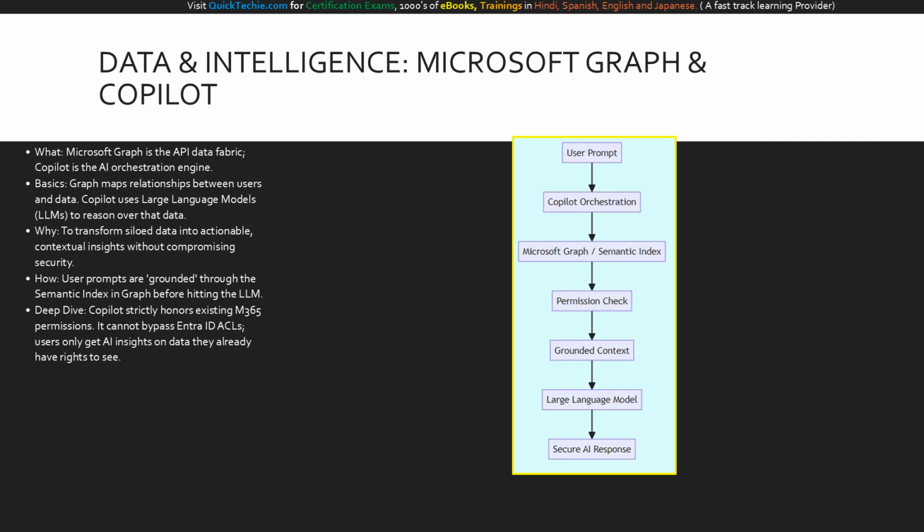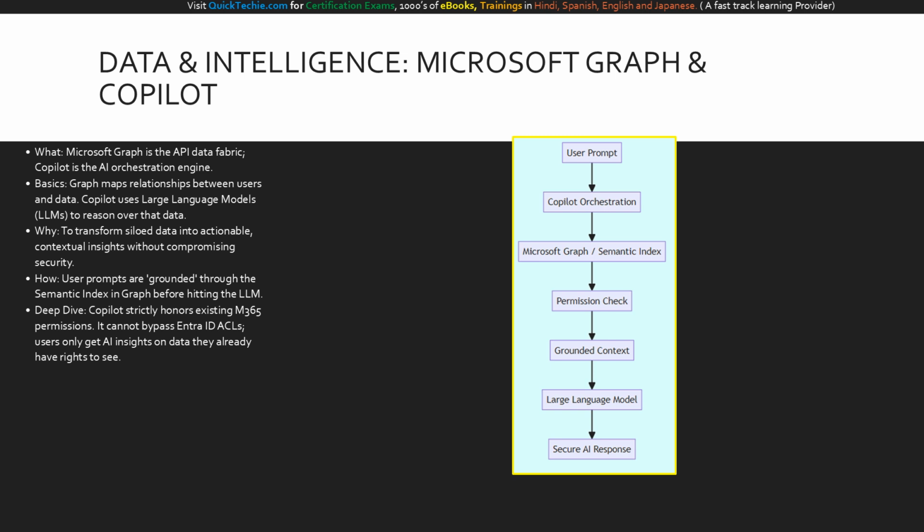Finally, we reach the data and intelligence layers. The unsung hero of Microsoft 365 is the Microsoft Graph. Graph is the API fabric that maps the relationships between every object we've discussed today. It knows who you report to, which SharePoint sites you frequent, and what Teams meetings you attended. When you introduce Microsoft 365 Copilot, Graph provides the context.